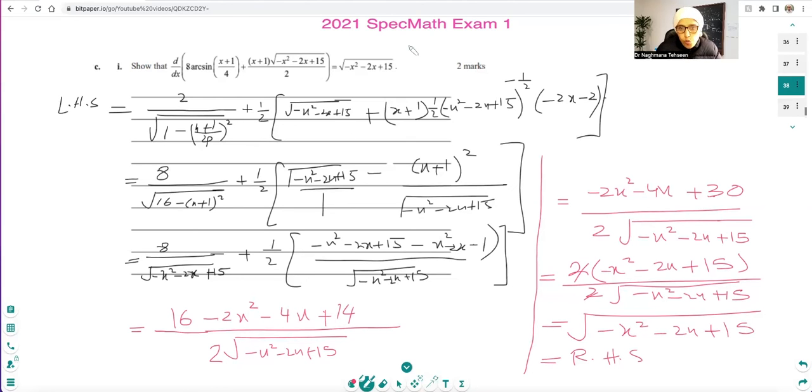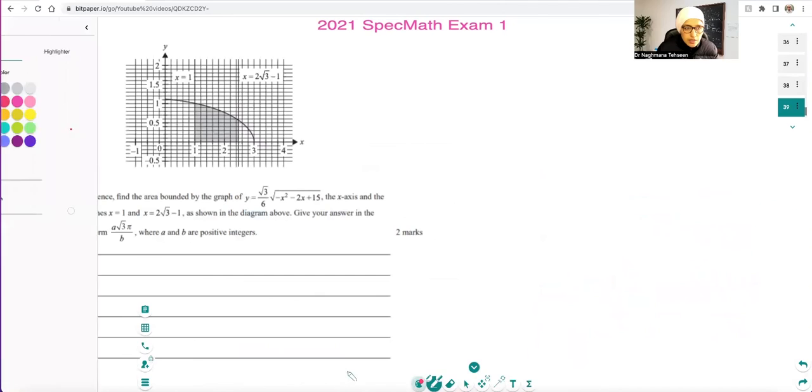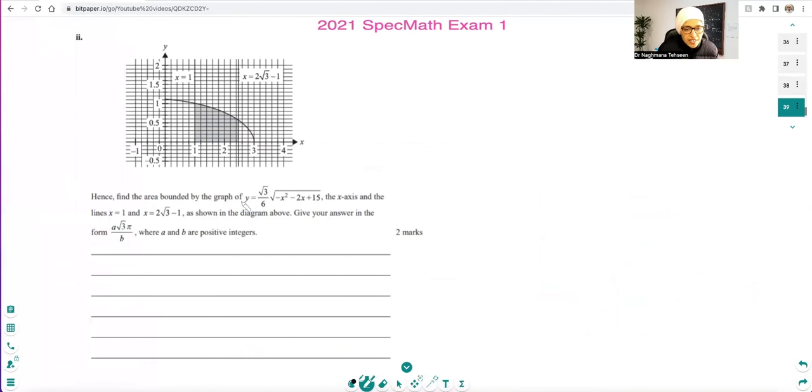See, it was a lot of work, and you see it's only a 2 marks question, but that's okay. Only a calculation error could happen. Okay, so now the last part of the question is, hence find the area bounded by the graph, the x-axis and the lines x = 1 and x = 2√3 - 1, as shown in the diagram. So they've given us the diagram. Give your answer in this form.